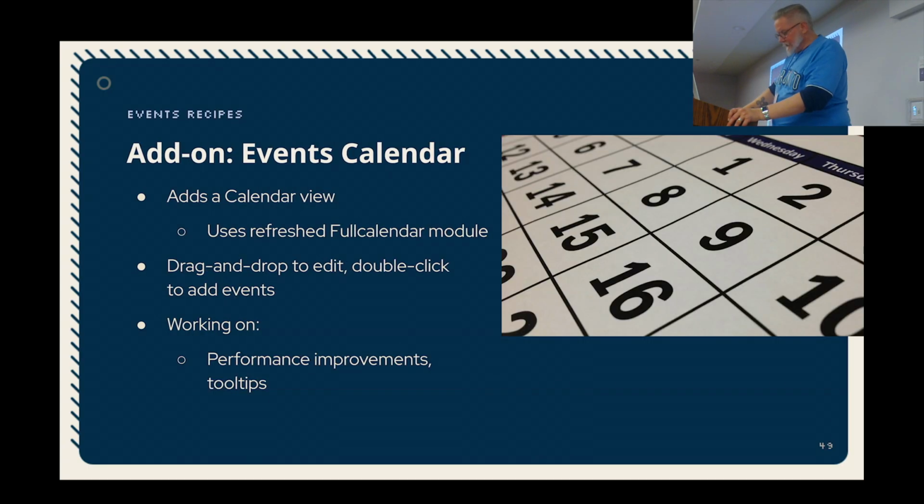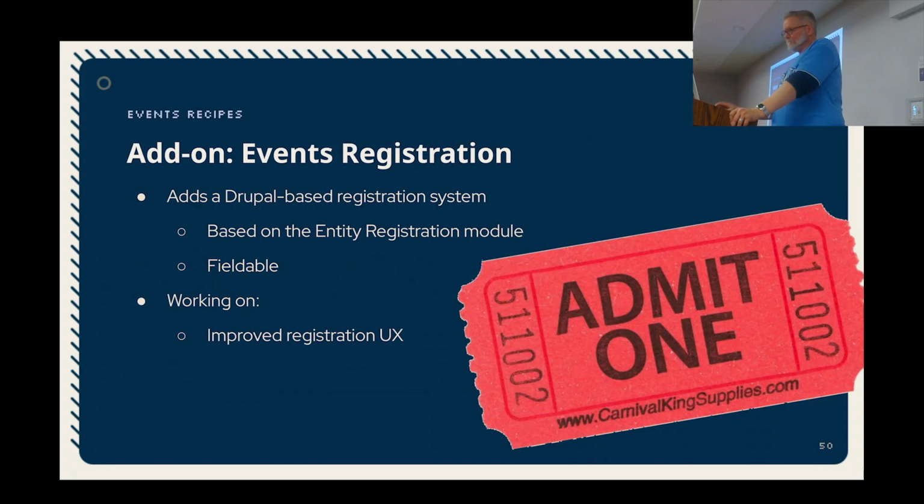The events calendar that we saw is based on a refreshed version of the FullCalendar module. It has code in there to provide drag and drop editing, something that I didn't actually show. You can double click in the calendar to add events at a specific time or date. And there's ongoing work to provide some important performance improvements for things like AJAX loading, as well as being able to manage tooltip display on hover.